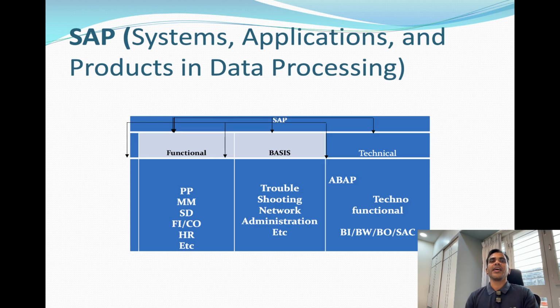Now come to the SAP system. SAP means systems, applications and products in data processing. SAP was developed by a company in Germany. SAP is categorized into several modules. For my understanding, we can categorize them into three main categories: functional, basis and technical.